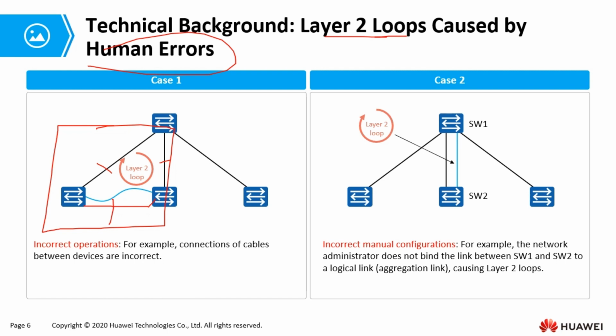It can also be caused by the network engineer doing redundancy on the links but not enabling link aggregation, to bundle the connections between these two links as one logical link, an aggregated link, an Eth-Trunk link. So it will also cause layer 2 loops.